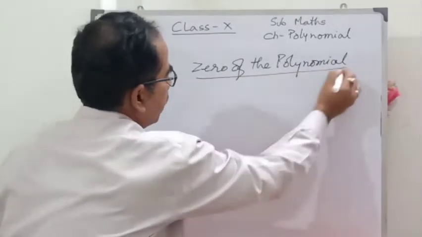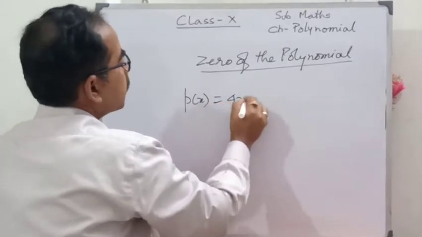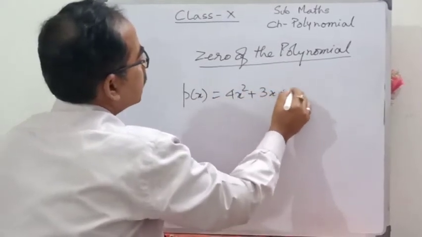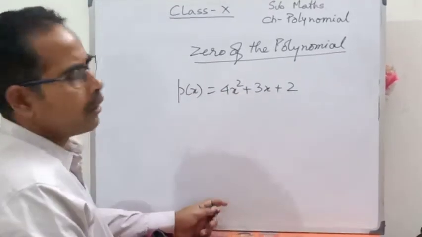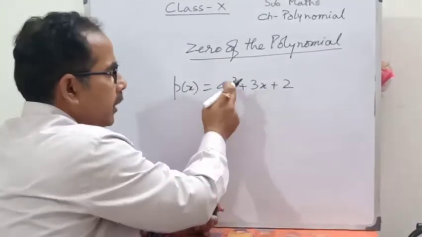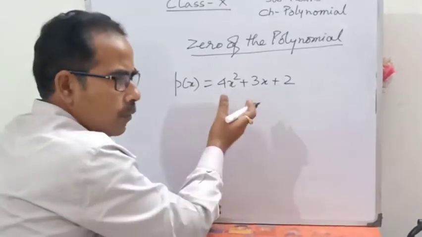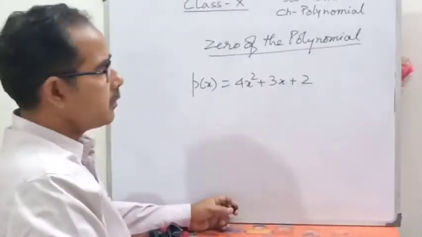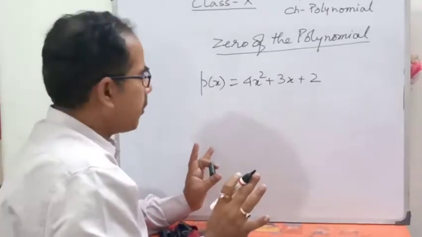Zero of the polynomial, what is that? Suppose I am writing one polynomial, 4x square plus 3x plus 2. Suppose, for example, I have taken one polynomial. Obviously the highest power is 2, which means the degree is 2. So which type of polynomial? Students, this is quadratic. Any type of polynomial you can take, no problem at all.